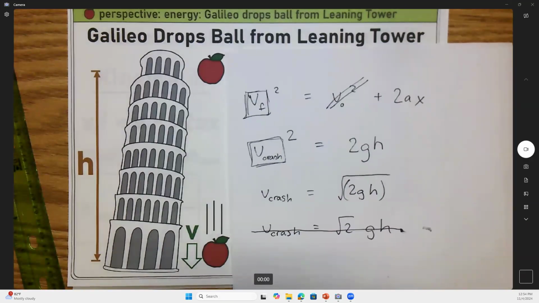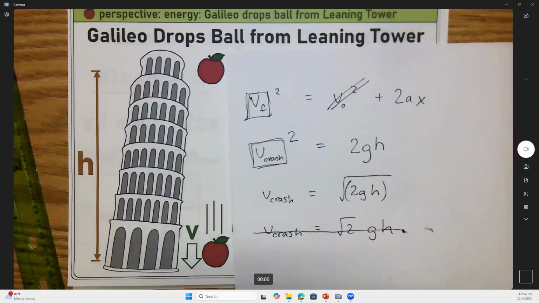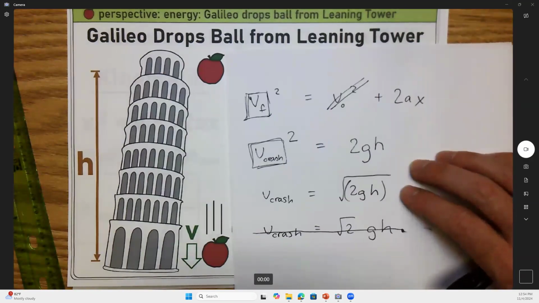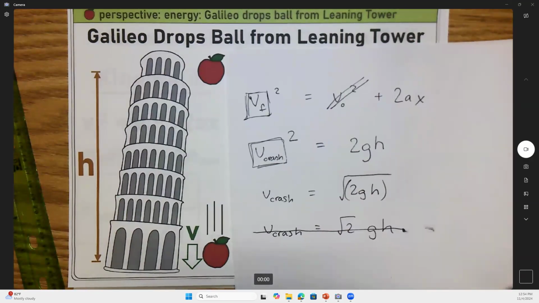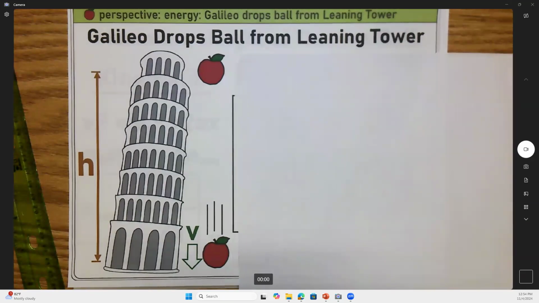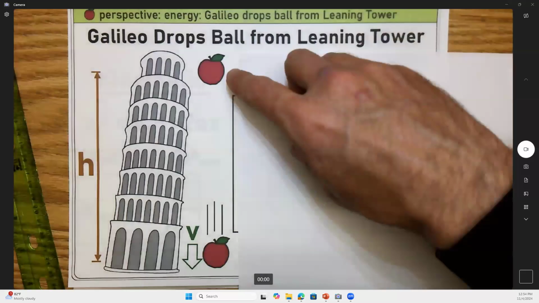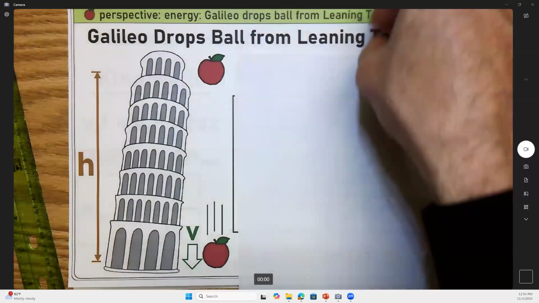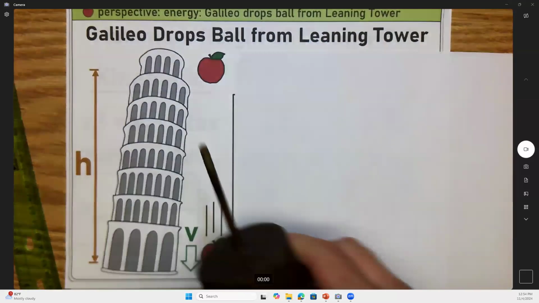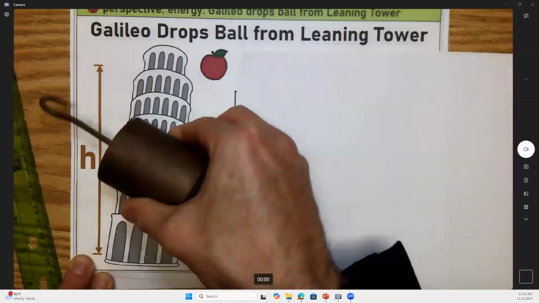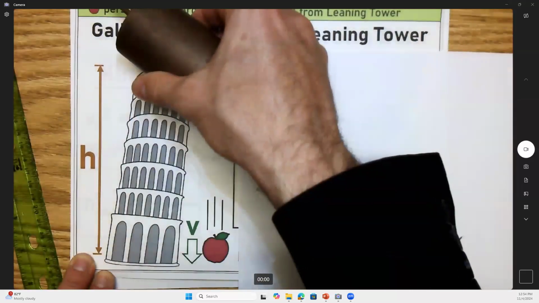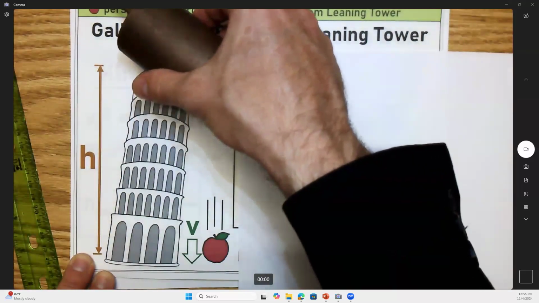Let's do the conservation of energy. Are you ready for conservation of energy? So you know the answer to this question is square root of 2GH, and you know that from kinematic motion. But what about this new method? Let's think in terms of energy. This ball at the top of the tower, how did it get up there? Well, I bet Galileo had to lug it up there. It took some work to lift it to the top of the tower.